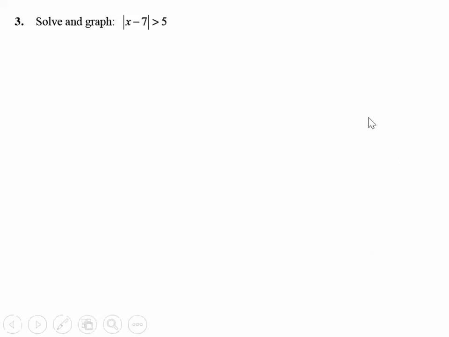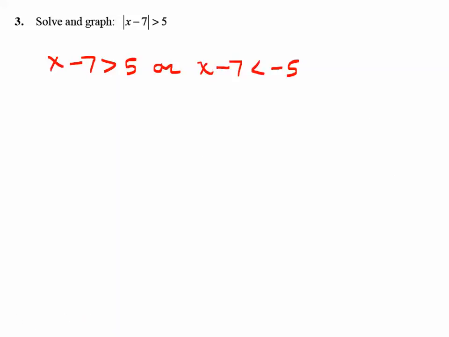So just like we did before, it is x minus 7 is greater than 5, or, and again, here we go, x minus 7 is less than -5. Why do we switch the inequality? Because technically, remember, we're dividing through, but with a -1 over here. All right, let you guys finish that off, and then can you graph it?